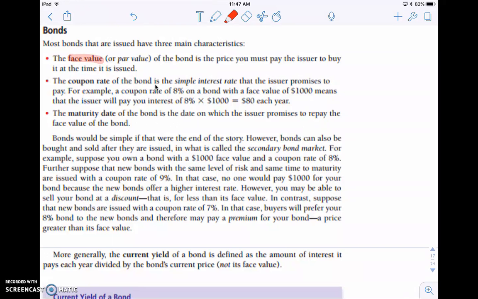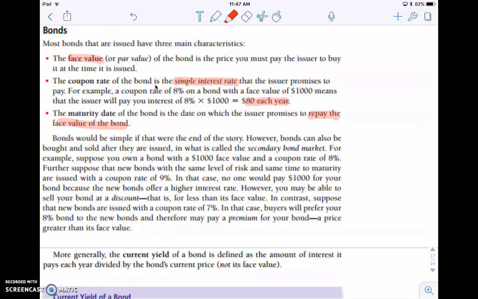The coupon rate of the bond is the simple interest rate that the issuer promises to pay. So for example, if the coupon rate is 8% on a bond with a face value of $1,000, that means the issuer will pay you interest of 8% times $1,000, or $80 a year, is what they're going to be paying you back in interest. Then you have what's called the maturity date of the bond, and that is the date in which the issuer promises to repay the face value of the bond.